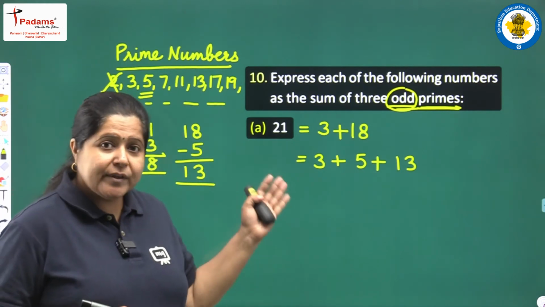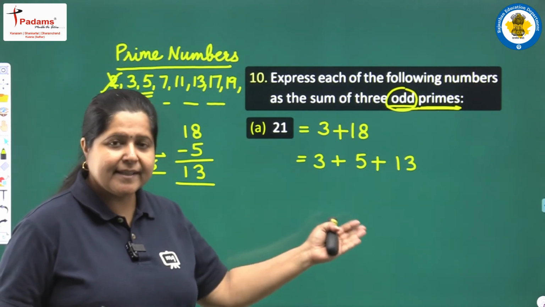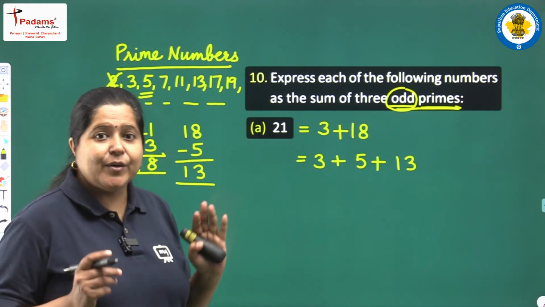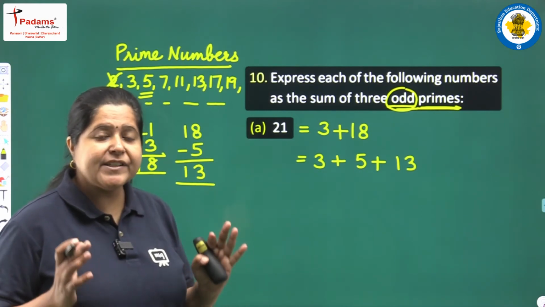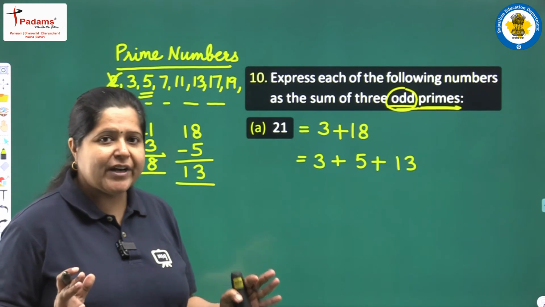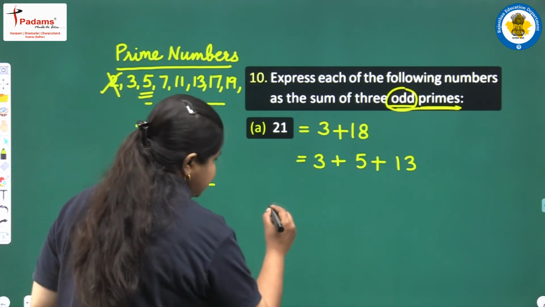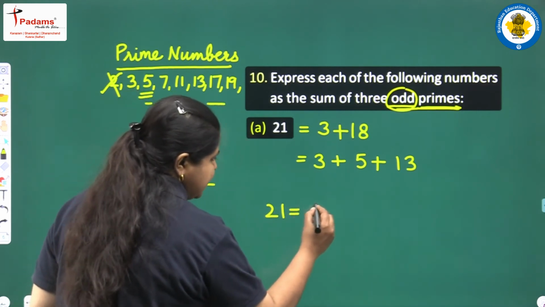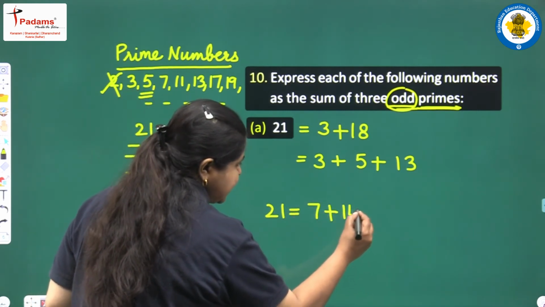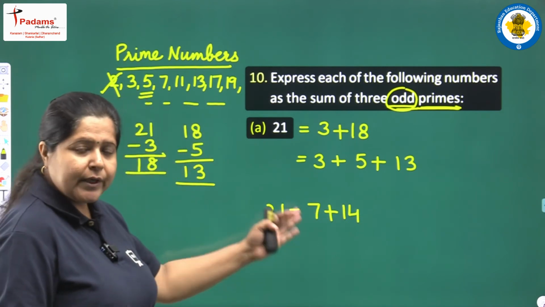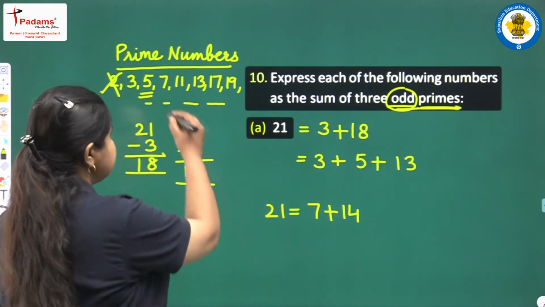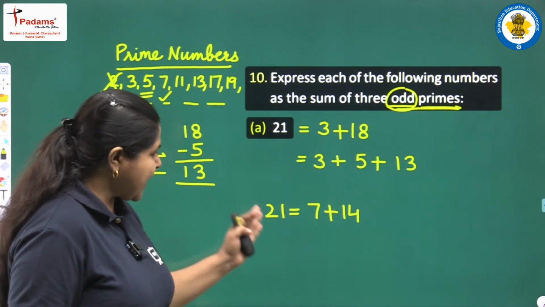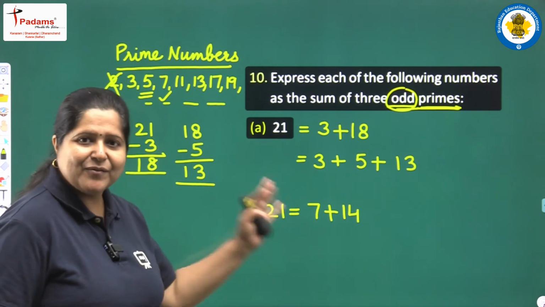Now, is this the only possible combination of 3 odd primes in such a way that we get the sum as 21? No, there are other such combinations also possible. You can try other numbers also. Let us try to get another combination. If we take 21 as 7 plus 14, we can write it in this way also. We have taken the first prime as 7 here and then the second number will be 14. When we subtract 7 from 21, we will get 14.